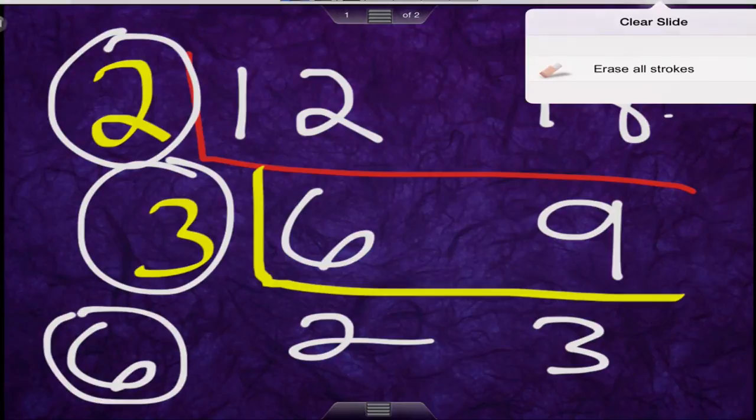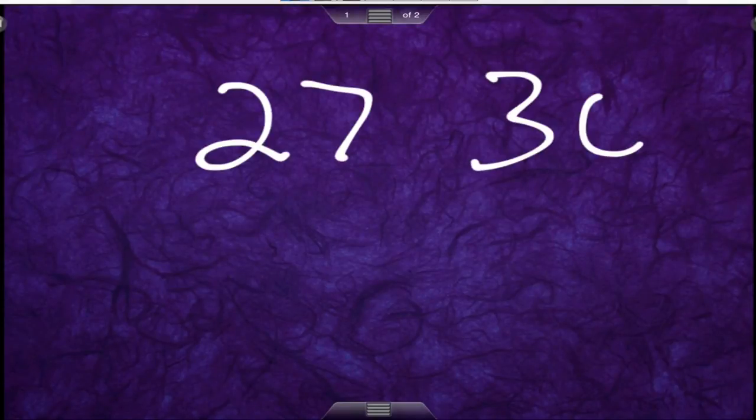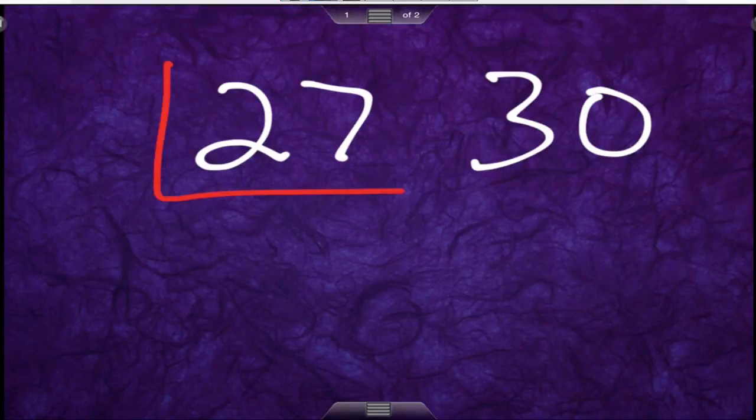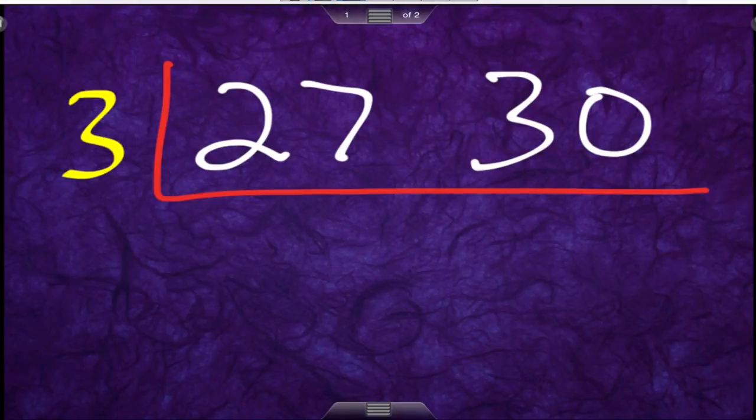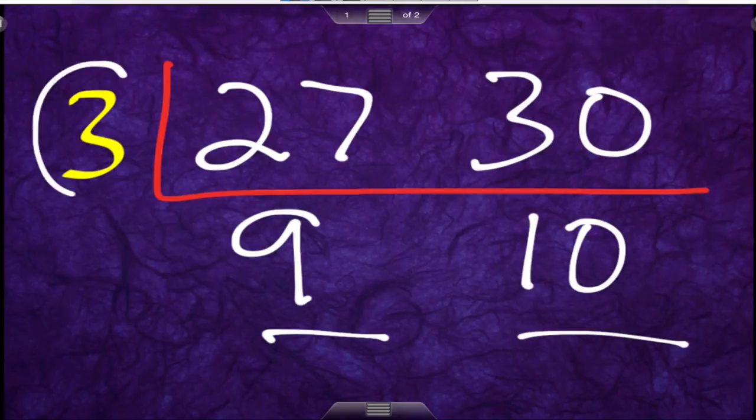So let's try another one. If I have the numbers, let's say 27 and 30, again, make a division ladder. I look at 27 and 30, I say to myself, oh, 3 could go into both of them. So I write a 3 on the outside. 27 divided by 3 is 9. 30 divided by 3 is 10. And I'm done because I can't do anything else with the 9 or the 10. So on the outside I have 3. So the greatest common factor between 30 and 27 is 3.